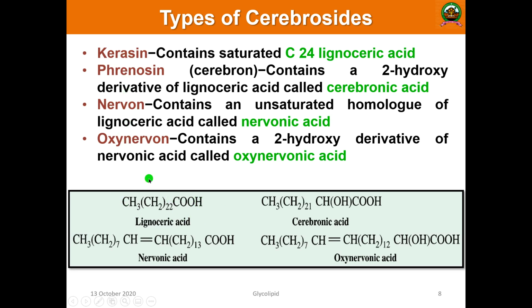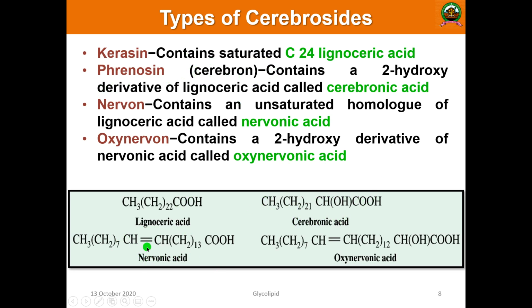One is lignoceric acid. This is the structure of lignoceric acid. I told you it is C24, here 22 and 2, total C24 lignoceric acid, CH3, CH2 22 times, COOH. So that is mainly present in kerasin. Next one is cerebronic acid, CH3, CH2 21 times, CHOH, COOH. That is commonly present in phrenosine or cerebron. Thus the presence of cerebronic acid is why this compound is known as cerebron.